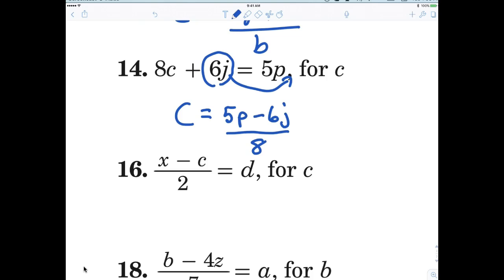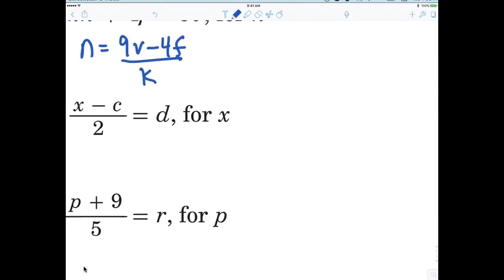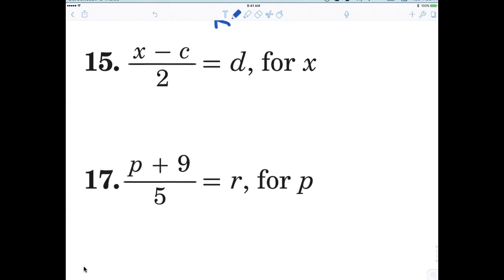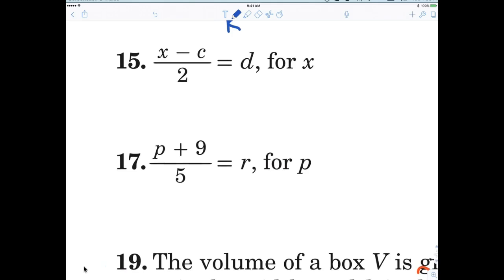Don't be confused. 15 is a little bit different, but I want to see who's actually thinking independently and really doesn't need my help. Try 15. What do I have to do? You tell me what I do first. First you multiply by 2. Very good. Multiply by 2, and then? And then plus. You're awesome. Tell me the answer then. M equals 2e plus c. Amazing. Good job. Very, very good.